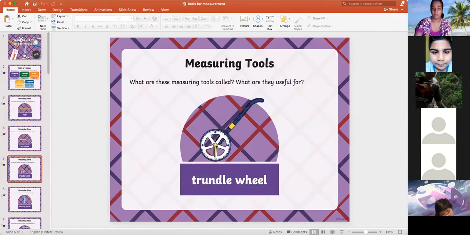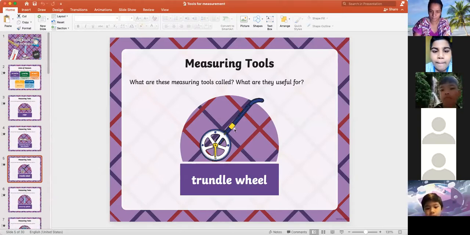Okay. Now, have you seen this? Maybe you have not seen it. You have not even been to school for a long time. This is called a trundle wheel.